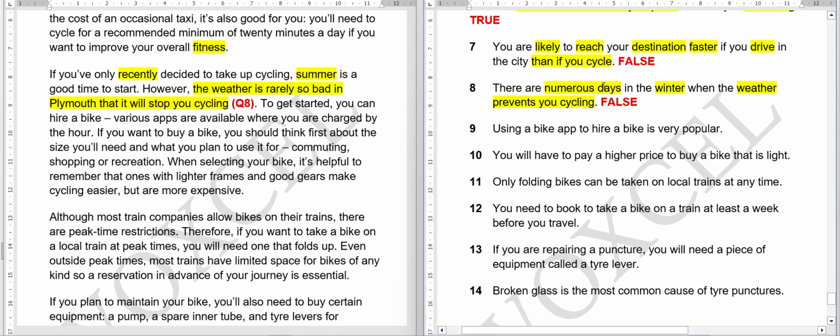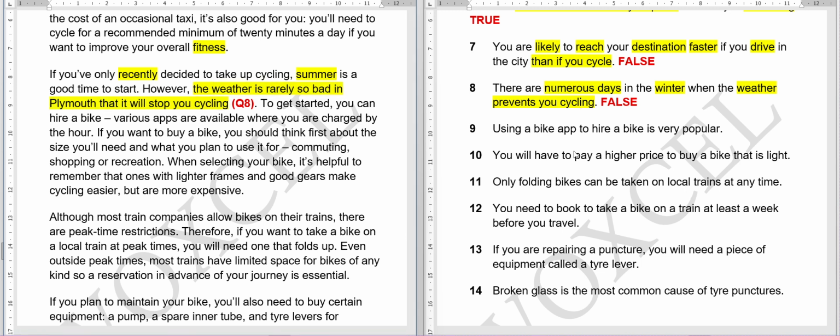So why is it false? Because here the question says there are numerous days where you will not be able to do cycling, but the passage says the weather is rarely so bad that it will stop you cycling. Rarely means it's next to zero, next to no. So the days will be few and far between. There will not be a lot of days like that when you will not be able to cycle. I hope it is clear.